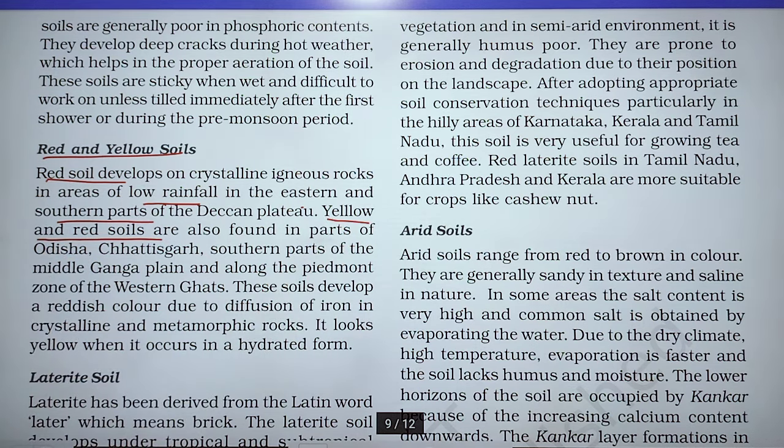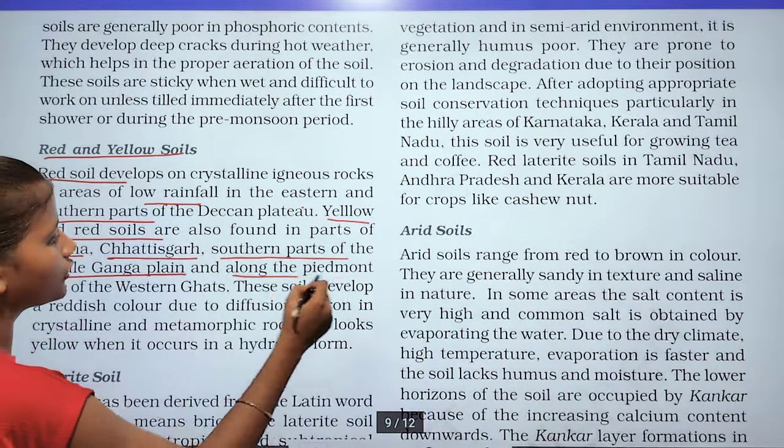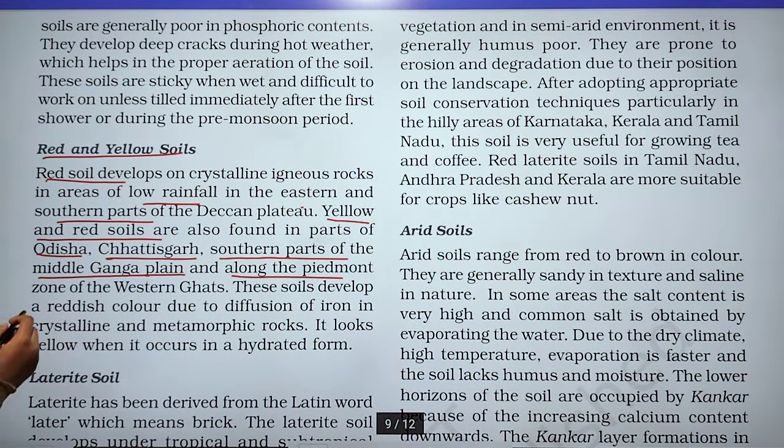Yellow and red soils are also found in parts of Odisha, Chhattisgarh, southern part of the Middle Ganga Plains and along the Piedmont zone of the Western Ghat.